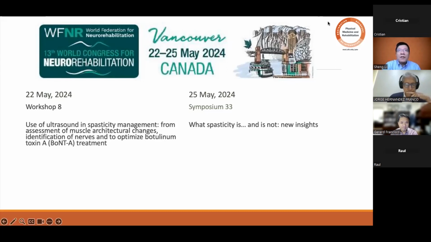So the cause of the dysesthesia after phenol is most likely due to the block of the sensory nerve or the mixed nerve. So how we can avoid it is that we mainly target motor branches, to avoid blocking the mixed nerve.